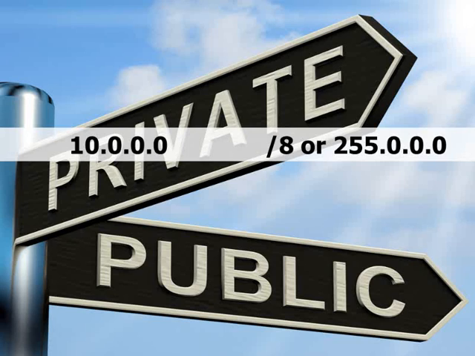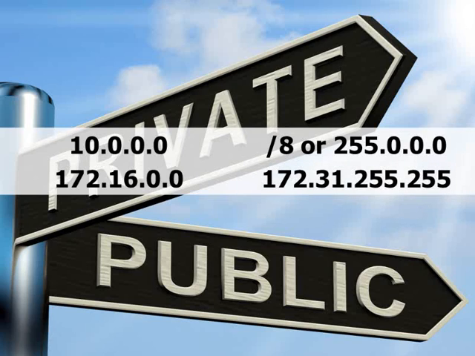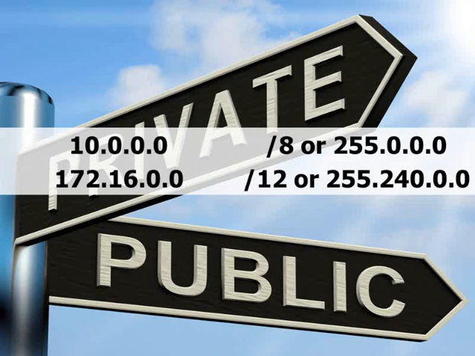Now in this particular illustration, the /8 or the 255.0.0.0 that's represented here is actually the subnet address. And if you remember from our discussion, this is a Class A address range. Next, you have the 172.16.0.0 to the 172.31.255.255, which is sometimes called a /12 or a 255.240.0.0. So anything between 172.16.0.0 and 172.31.255.255 is a Class B private address type.